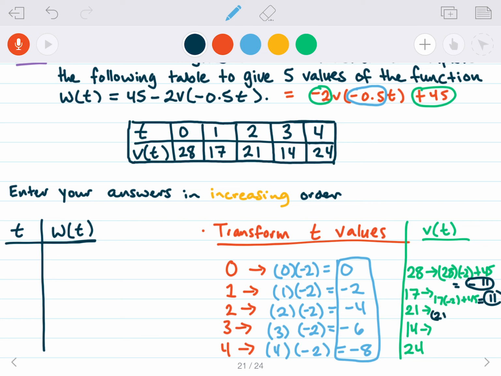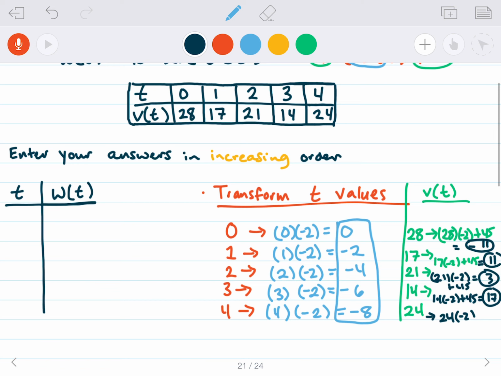(21) times -2 plus 45 equals 3. 14 times -2 plus 45 equals 17. And finally, 24 times -2 plus 45 is going to give us -3.